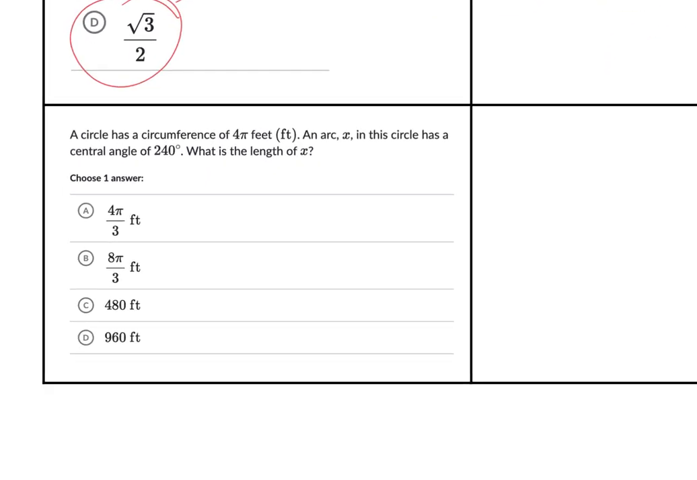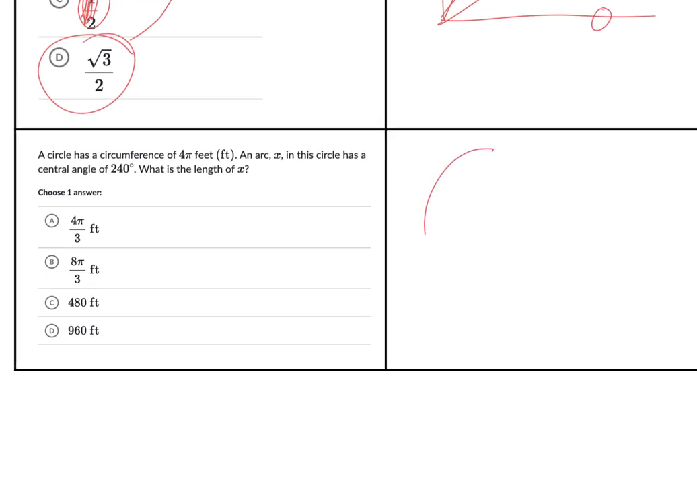A circle has a circumference of 4 feet. An arc, x, in this circle has a central angle of 240. What is the length of x? Okay, so let's just draw this, make sure we understand what's going on. Circumference is the distance around the circle. And then we have a central angle of 240, which is about like this. And we are looking for this arc x.